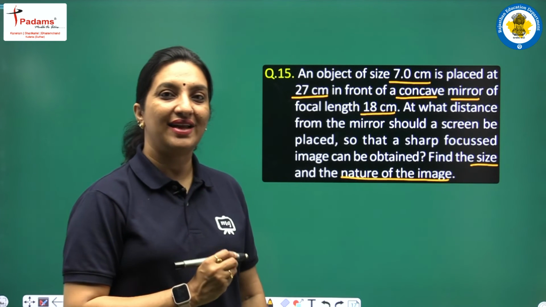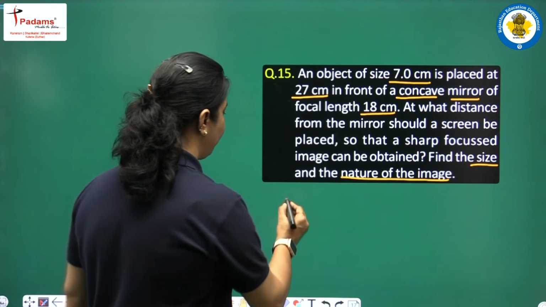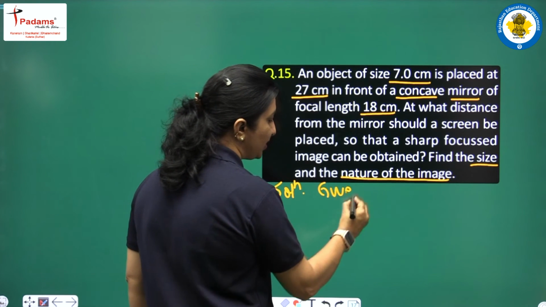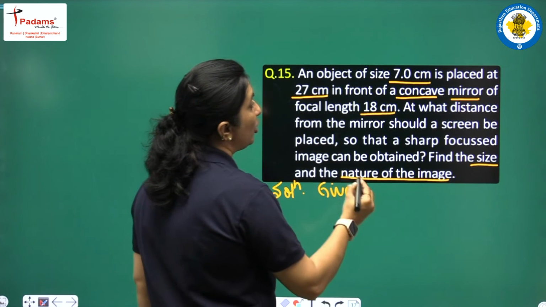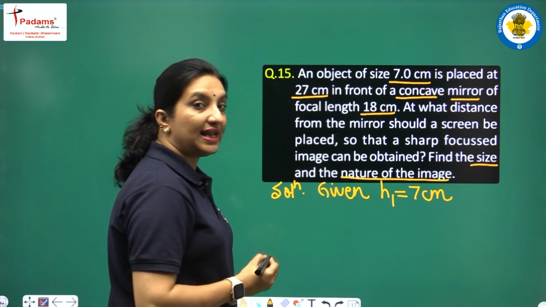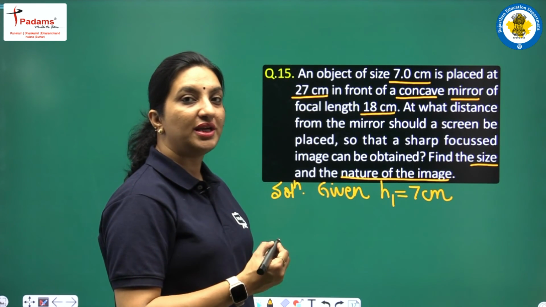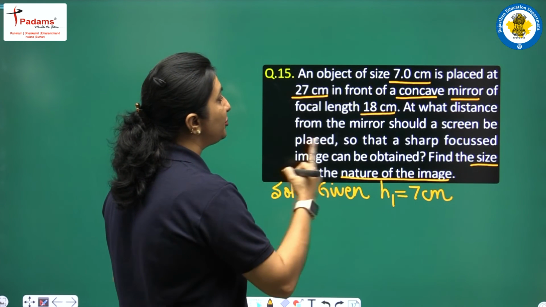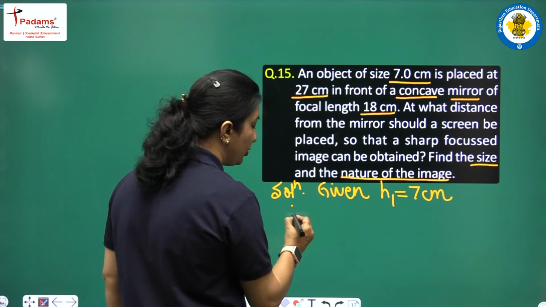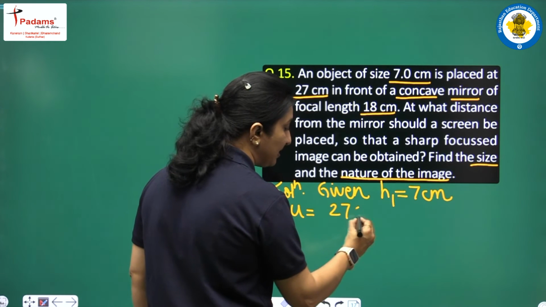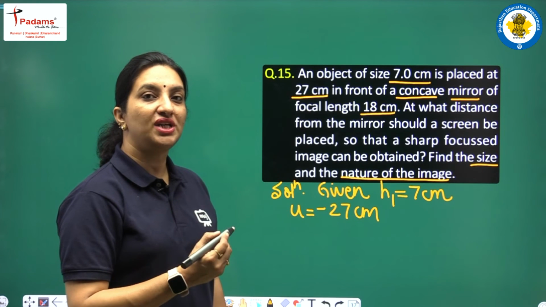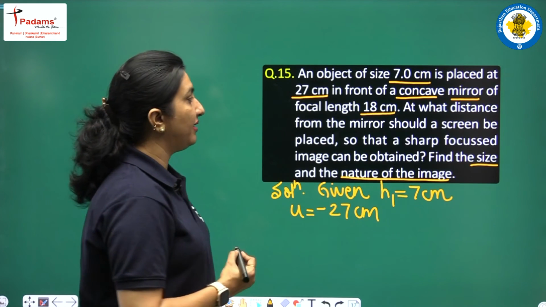Now let's start with writing the quantities which are given. So for the solution, the things which are given is an object of size 7 centimeters. This will be taken as positive because the distances have to be measured above the principal axis. It is placed at 27 centimeters in front of a concave mirror. Now here u is given as 27 centimeters. This will be taken with a negative sign because the object is placed in front of the mirror.